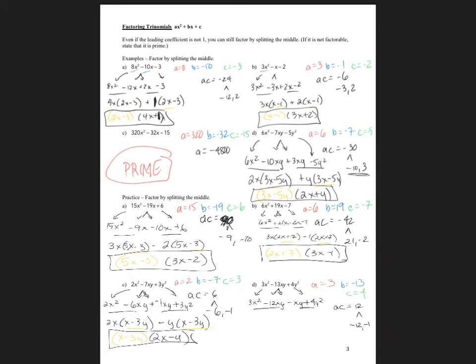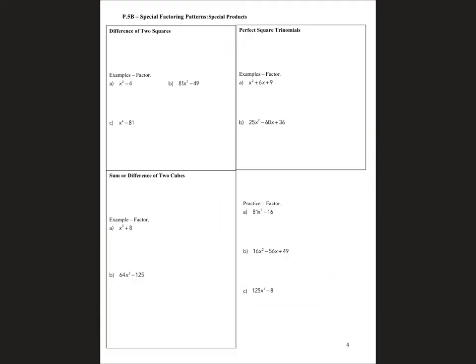Then we have greatest common factor by factoring by grouping. Greatest common factor, and what's left. So hopefully you've had enough practice with splitting the middle. Now, special products. This is actually the next section, subsection within factoring, so P.5b.